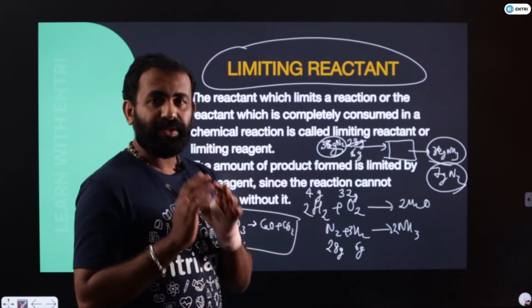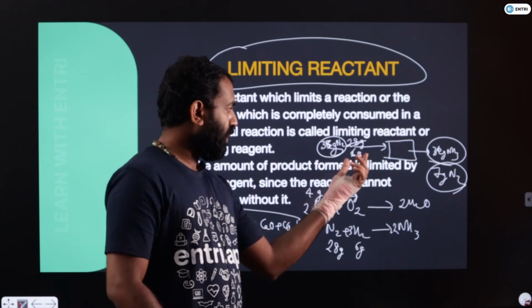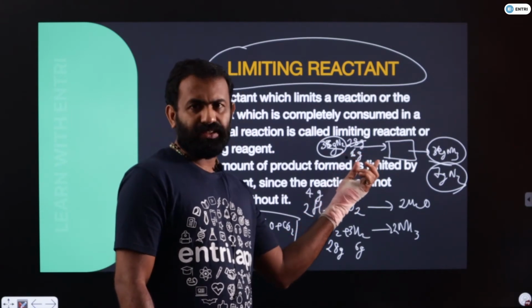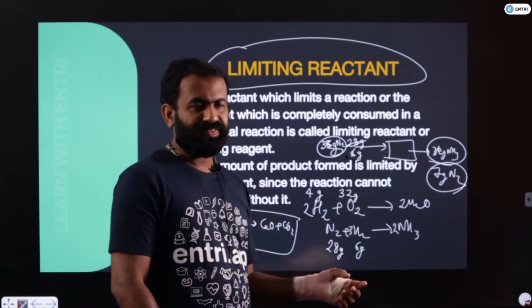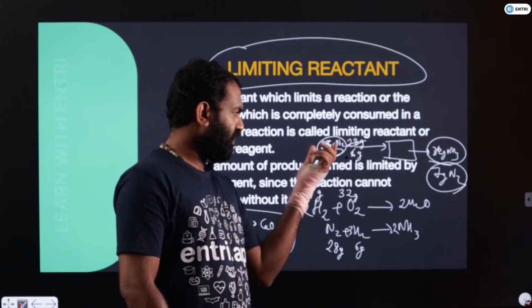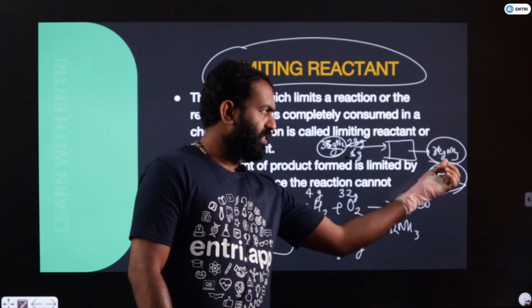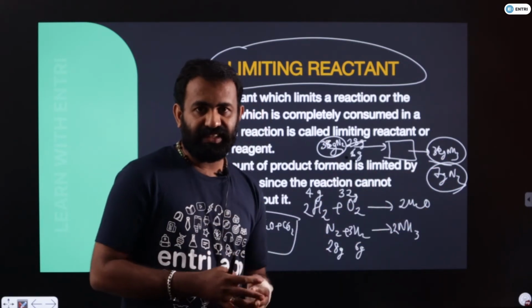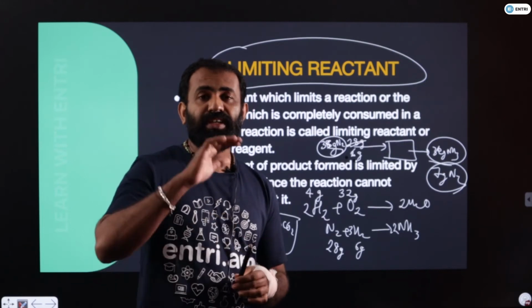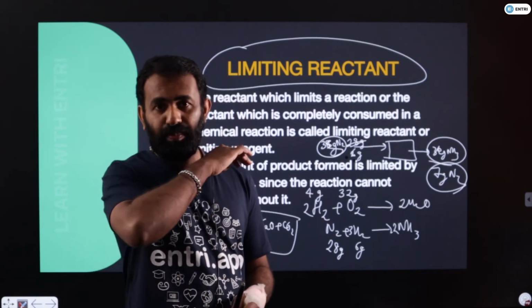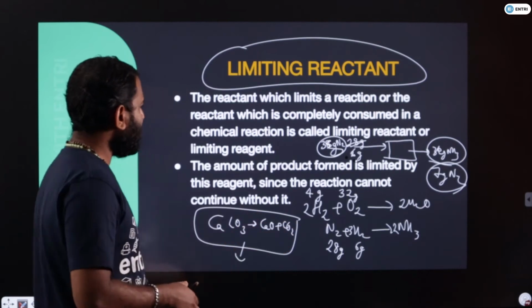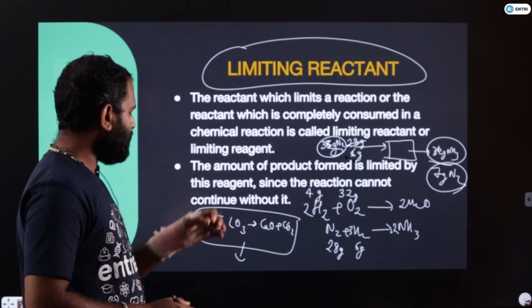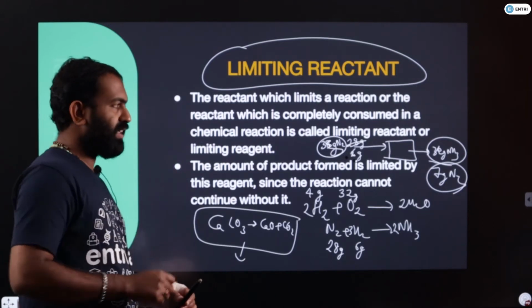Okay. So, what is the limiting reactant? The reactant which is completely consumed. Hydrogen is completely reacted and converted into ammonia. Here 28 gram nitrogen is converted and the extra 7 gram nitrogen is in the product stream. That means nitrogen is the excess reactant. So, the limiting reactant is the reactant which is completely consumed or completely reacted. The reactant which is completely consumed in a chemical reaction is called a limiting reactant or limiting reagent.